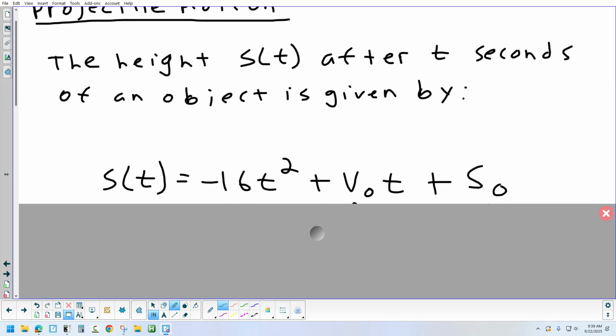First of all, what does this formula give you? It tells you how high an object is going to go. So basically, if you take an object and you throw it, how high does it go? That's what it's telling you. So this part is the height.